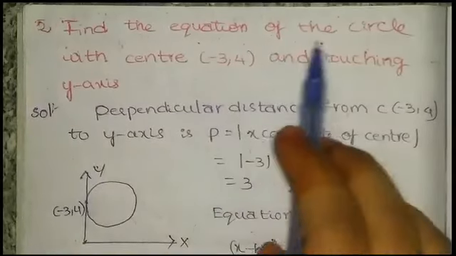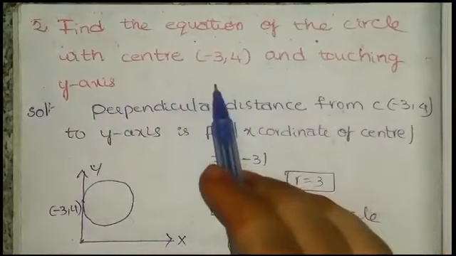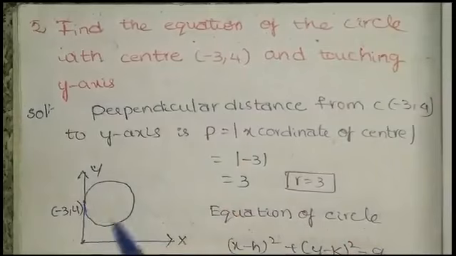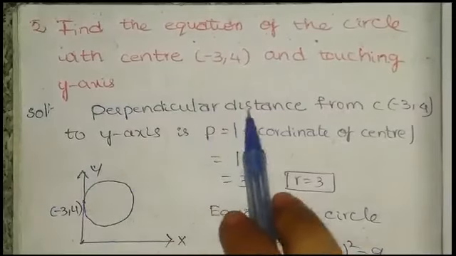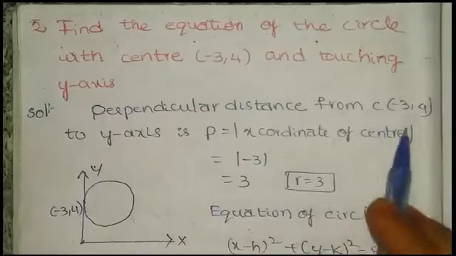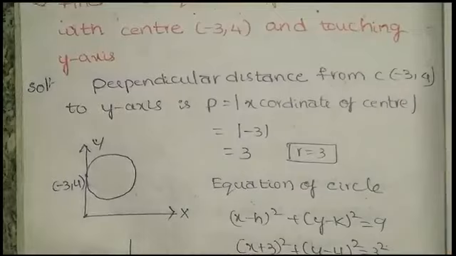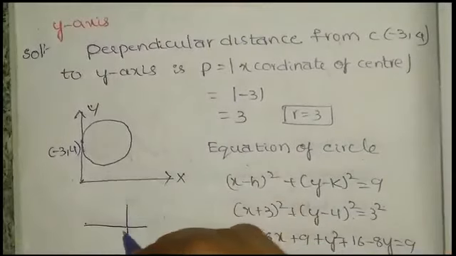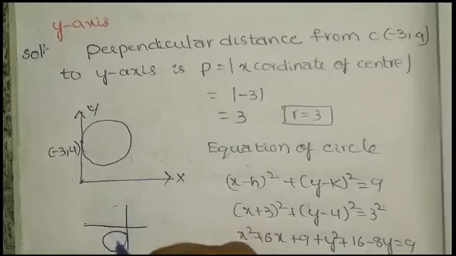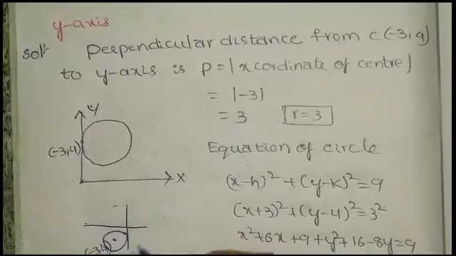Fifth one. Find the equation of the circle with center (minus 3, 4) and touching the y axis. So this is a rough image. It is touching the y axis. Perpendicular distance from the center (minus 3, 4). So the circle, let us assume that it is here or here somewhere. So the center is (minus 3, 4).